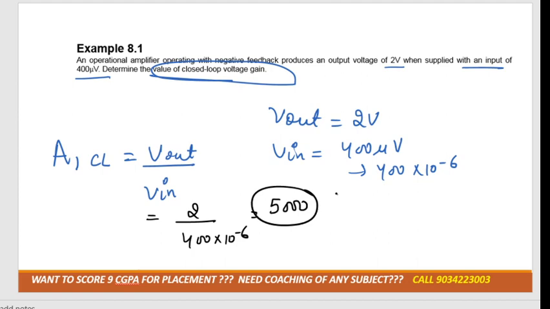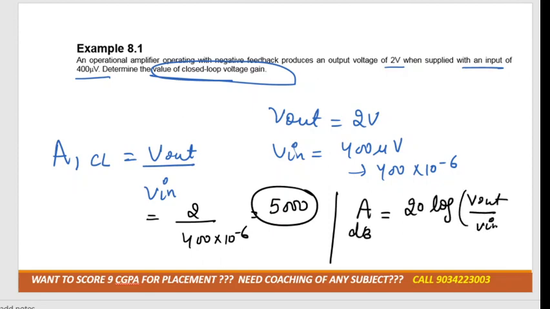But if you want to calculate gain in decibels, what would be the formula? 20 log of V out by V in, means 20 log of 5000, and if you solve it, then you will get 74 decibels.